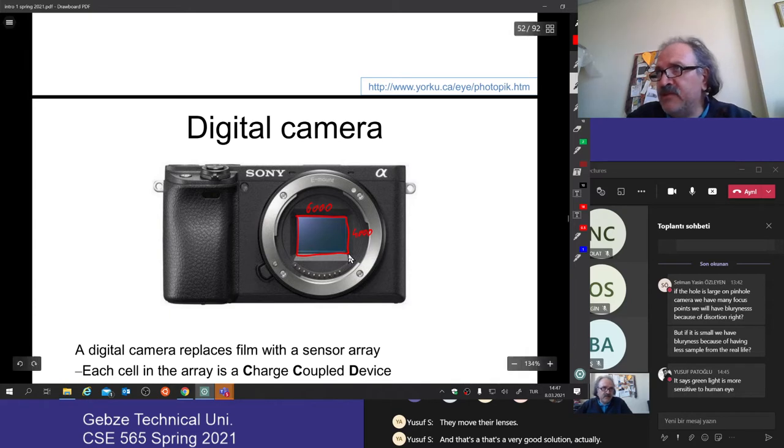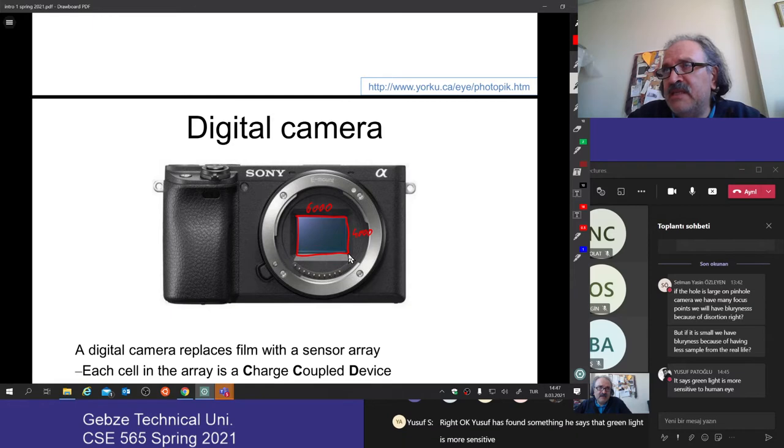Okay, Yusuf has found something. He says that the human eye is more sensitive to the green light, so they are preferring the human. Yeah, okay, good.